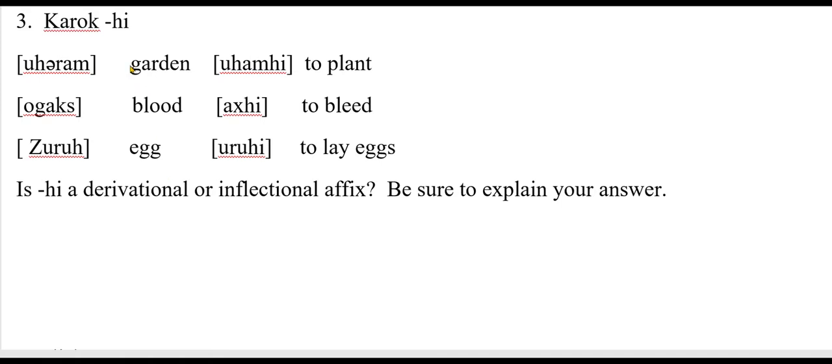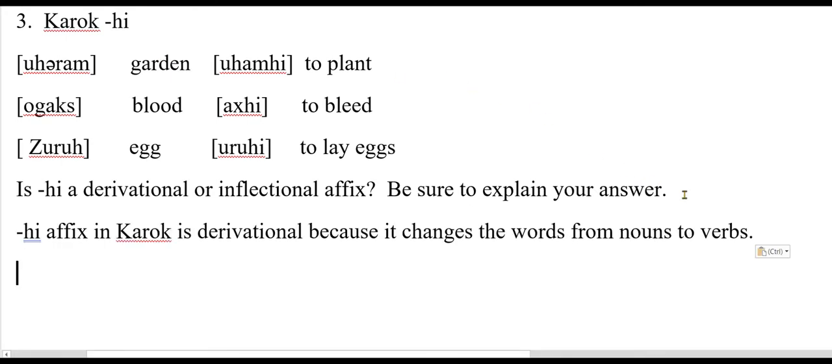So in this case, we can see in the translations that the words are changing from garden, blood, egg. This is a noun, another noun, and changing to plant, to bleed, to lay eggs, which are verbs. We call these infinitives. I put the two in there so you could clearly see these as verbs, because plant could be a noun or a verb, right, depending on how you use it. So in this case, the words are changing from nouns to verbs. So to explain your answer here, you would say the HI affix in Karok is derivational because it changes the words from nouns to verbs.